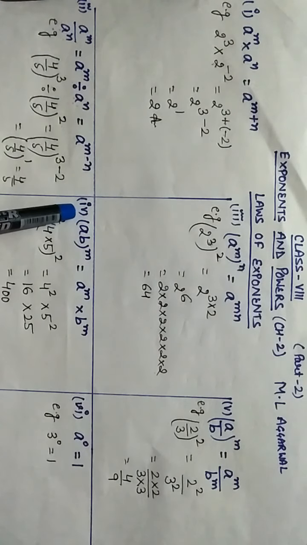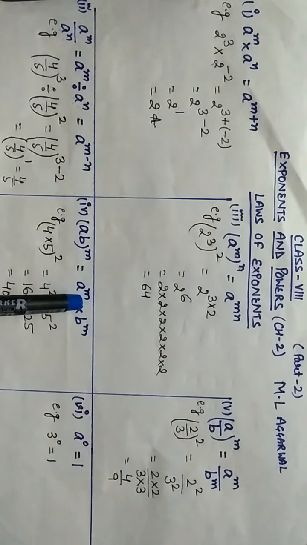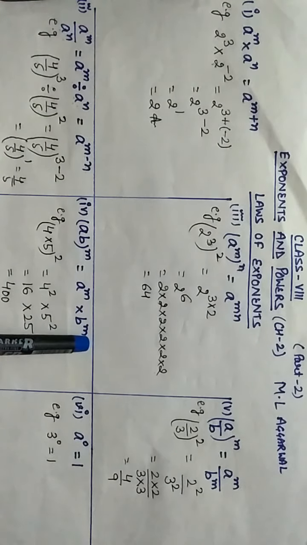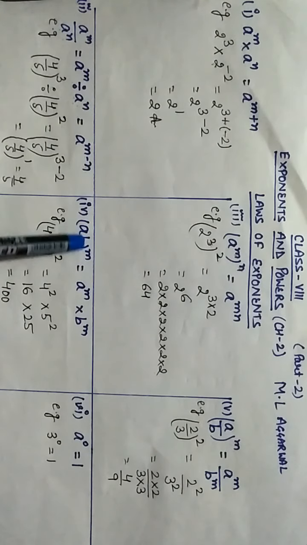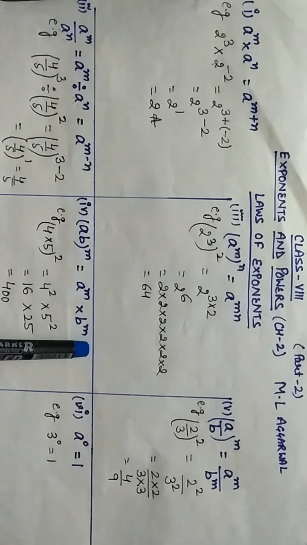Now the fourth law is here. When the bases are different and they are multiplied, and the power is the same, the power is m, then it will be converted just like this, a raised to power m into b raised to power m. That is, the fourth law is ab raised to power m is equal to a raised to power m into b raised to power m.